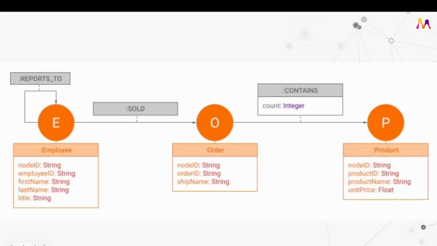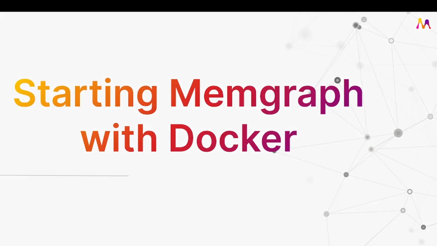Here we can see the schema of our data. We can see that our nodes have certain labels. Each node can have either employee, order, or product type of label. Each node also has a set of properties and can be connected with certain relationships. Here we have relationship type reports to, sold, and contains. So if we look at our data, we can see that each employee reports to another employee, that each employee sold some type of order, and order contains some type of product.